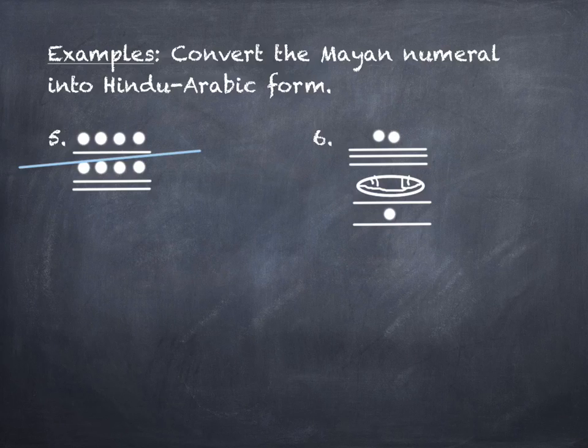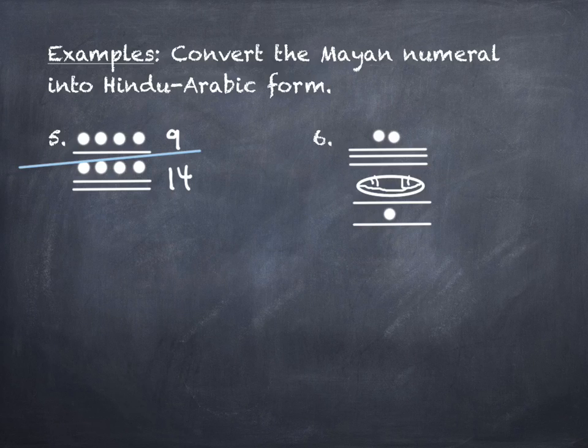Now, let's count. Above my blue line, what number is that? 4 dots and a line, so we got 9. Below my blue line, what do I have? 14. Everybody good so far?